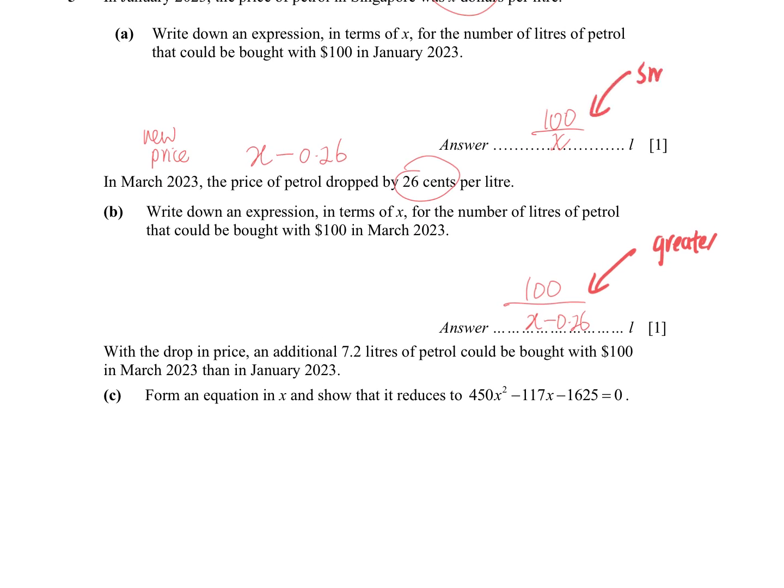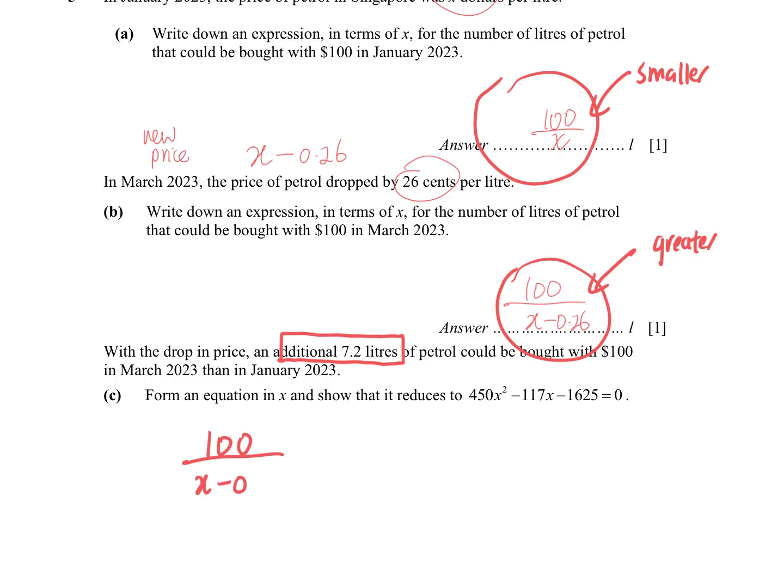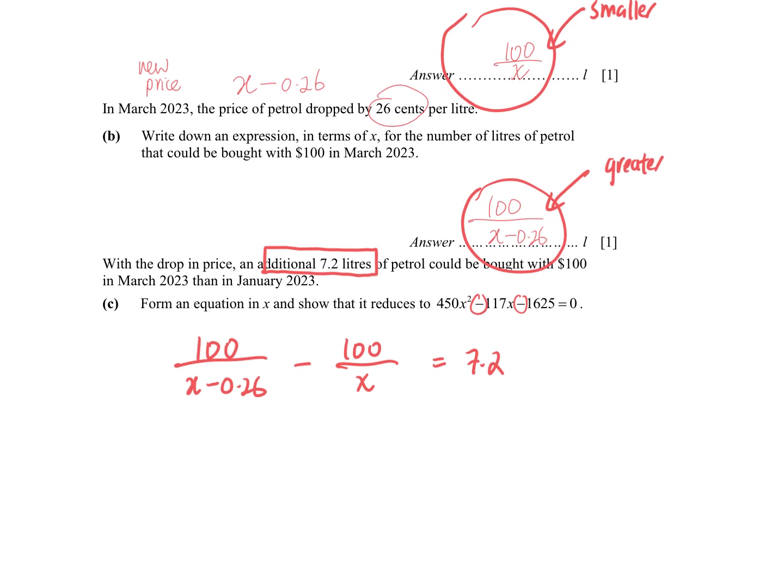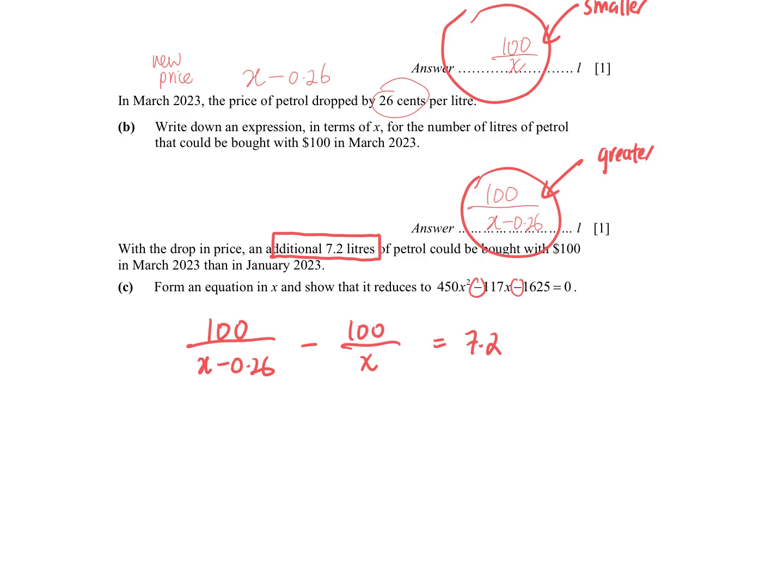This is the smaller one. You must be able to tell which one is the greater, which is the smaller. Then they say you can actually get an additional 7.2 liters, which means if I take the difference between these two, I can get 7.2 liters more. It's usually always like that. So if you work it out and realize the sign is different from what you want, swap the position between these two when you have time during the exam. If not, the 3 marks, you might lose it.